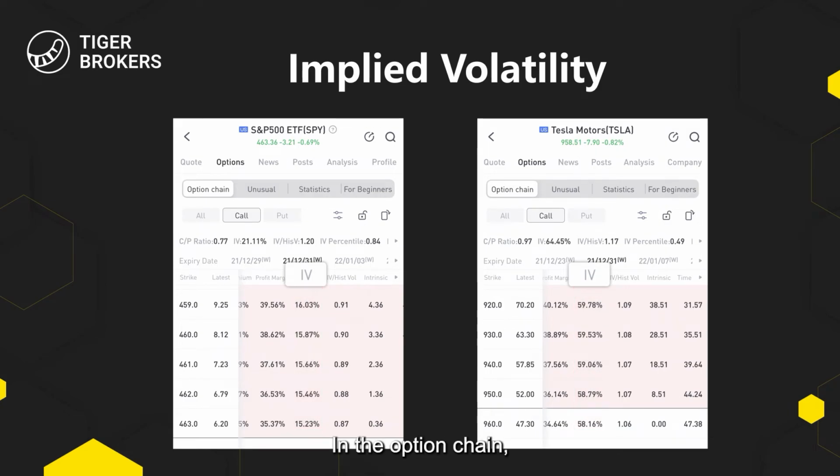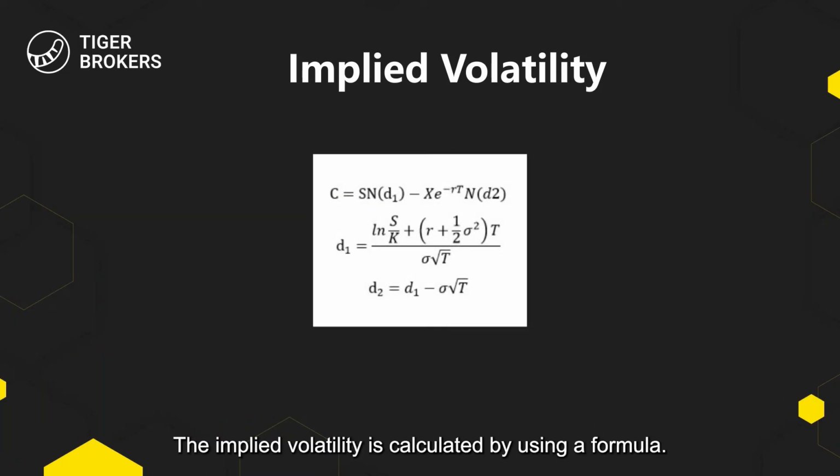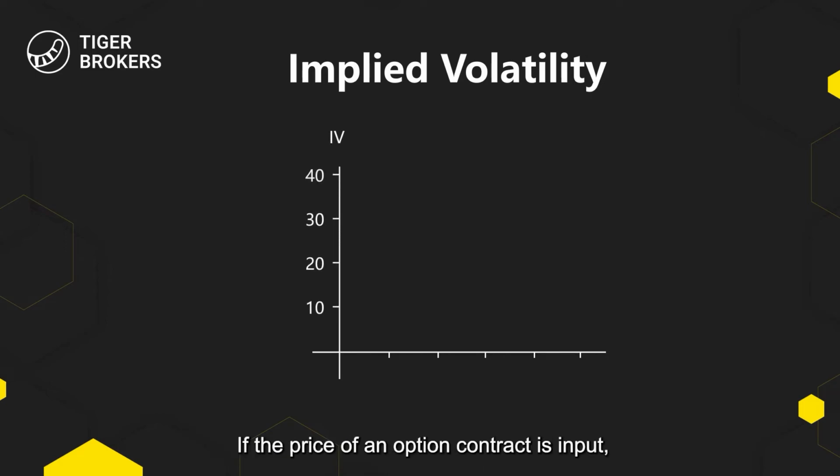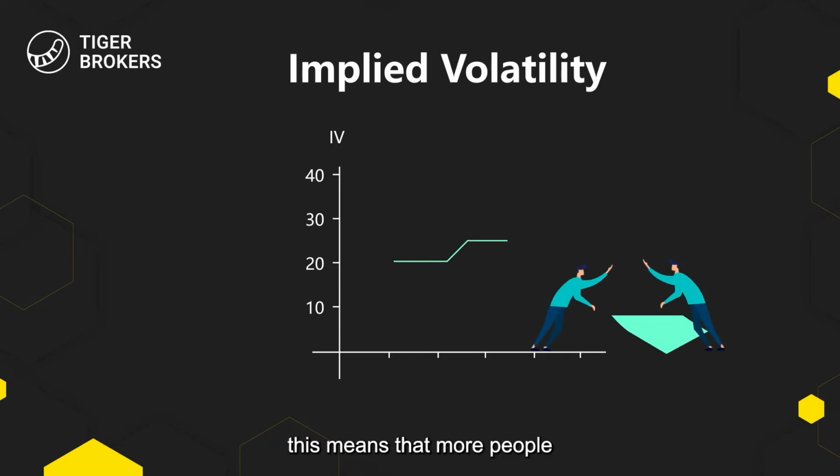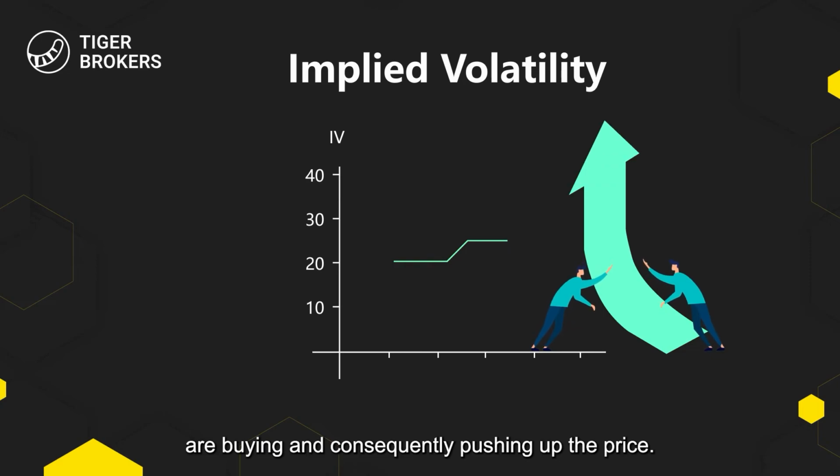In the option chain, we can see the implied volatility value. We can see that Tesla's implied volatility is 58.79%, while the S&P 500 ETF implied volatility is only 15.23%. The implied volatility is calculated by using a formula. If the price of an option contract is input and the calculated implied volatility is higher than the actual implied volatility, this means that more people are buying and consequently pushing up the price.